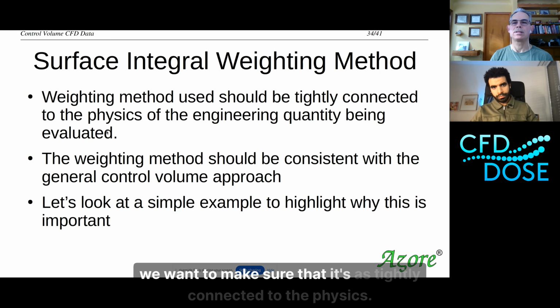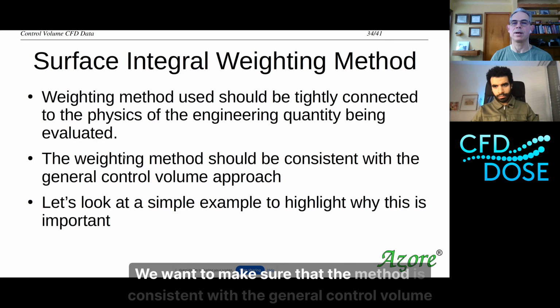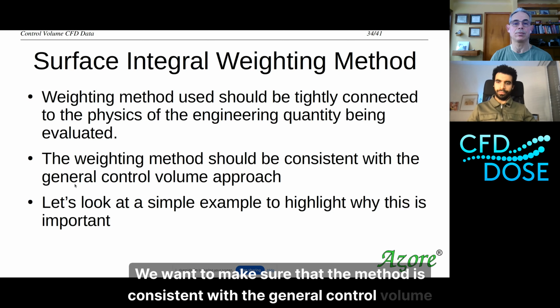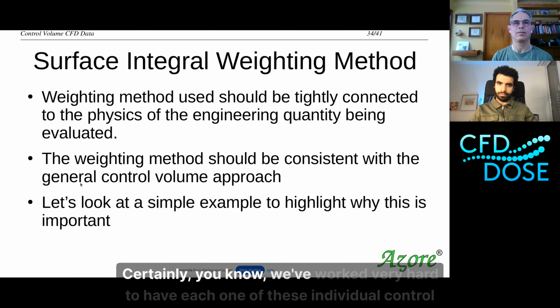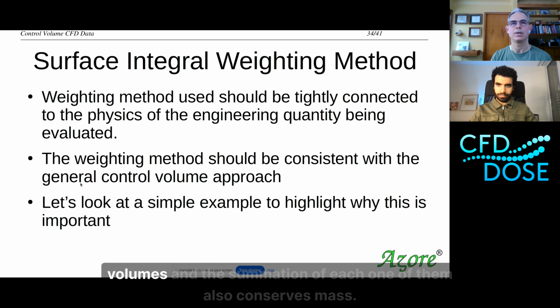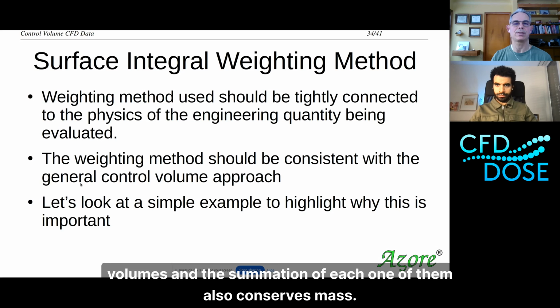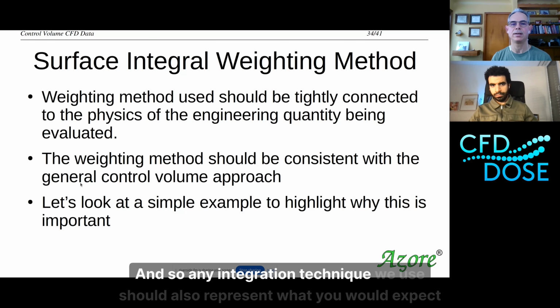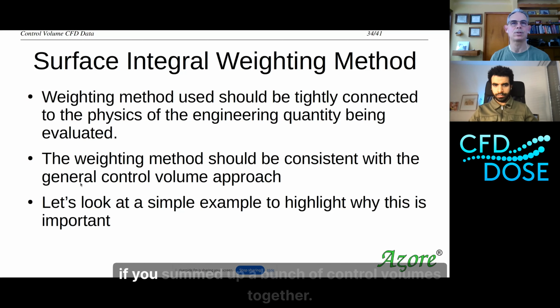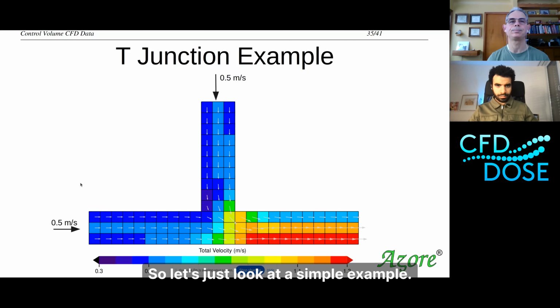We want to make sure that this is tightly connected to the physics. We want to make sure that the method is consistent with the general control volume approach. Certainly, we've worked very hard to have each one of these individual control volumes, and the summation of each one of them also conserves mass. And so any integration technique we use should also represent what you would expect if you summed up a bunch of control volumes together. So let's just look at a simple example.